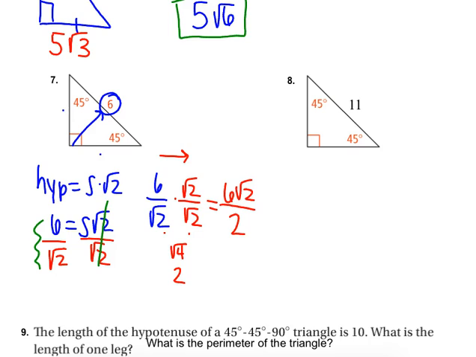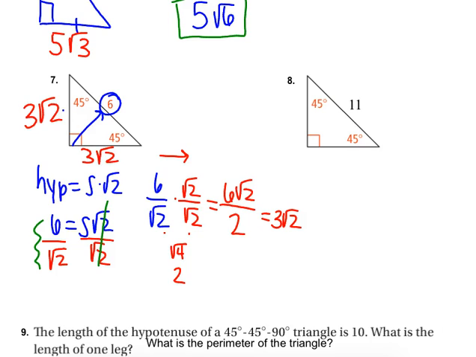Now can I simplify that anymore? Yes, I sure can. Because how many times does 2 go into 6? 3. So I end up with 3 square roots of 2. So we just found our leg to be 3 square roots of 2.